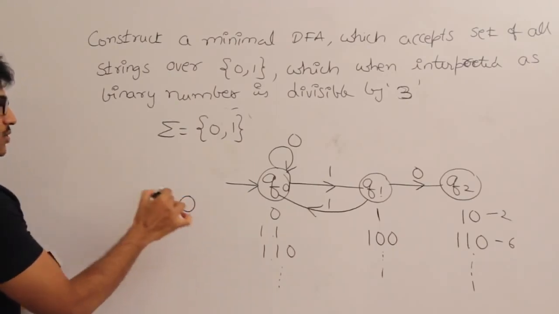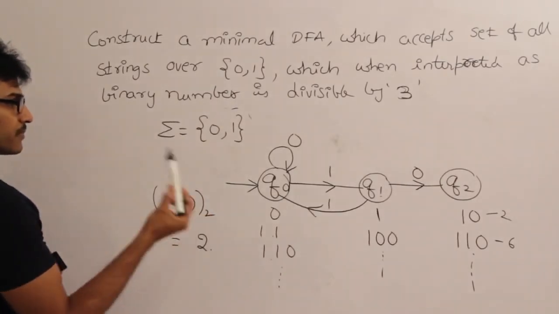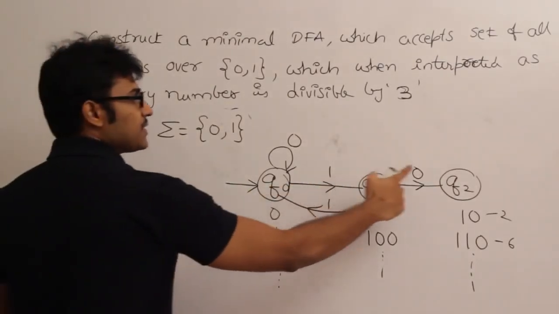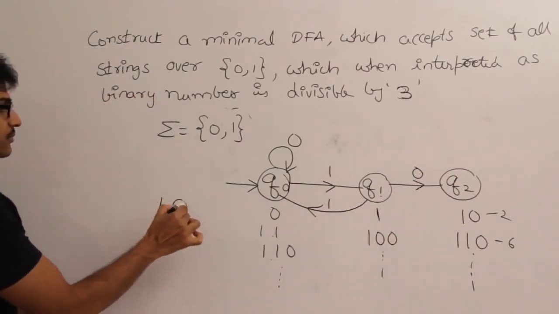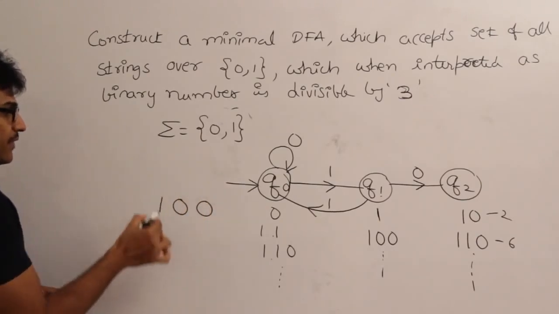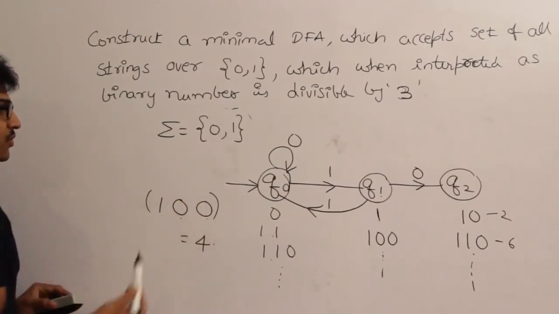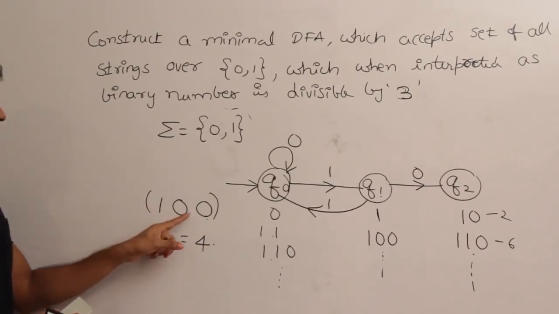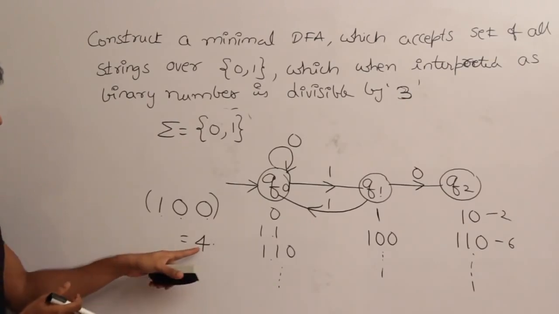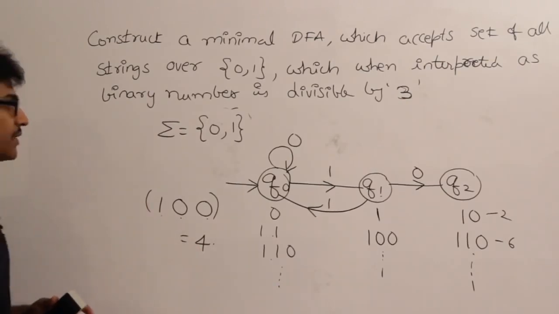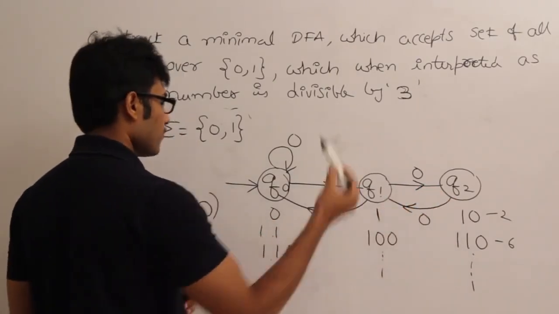So 1, 0 base 2, if it is a binary number, in decimal it is going to be 2. Okay. So if I am in state Q2, by looking at 1, 0, if I see a 0, the entire number is going to be 4. 1, 0, 0 is going to be 4. Now what is 1, 0, 0 remainder when divided by 3? What is 4's remainder when divided by 3? It is nothing but 1. Therefore, on seeing a 0, I will come back to 1.